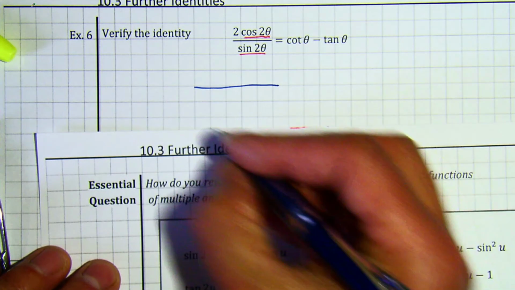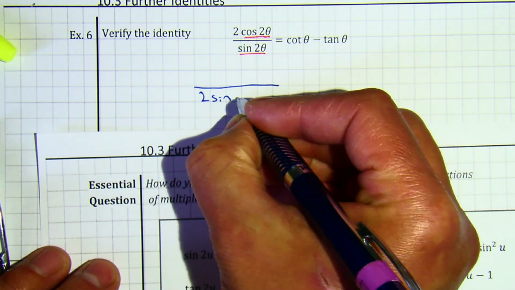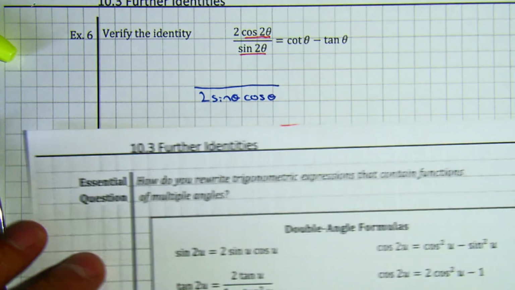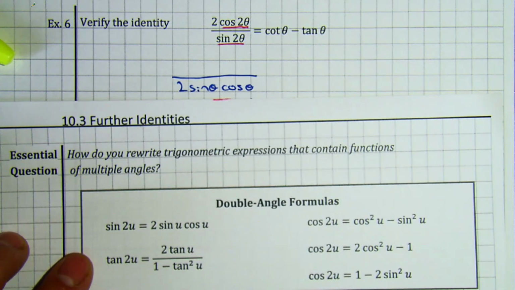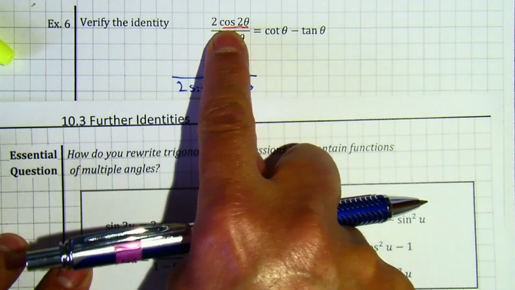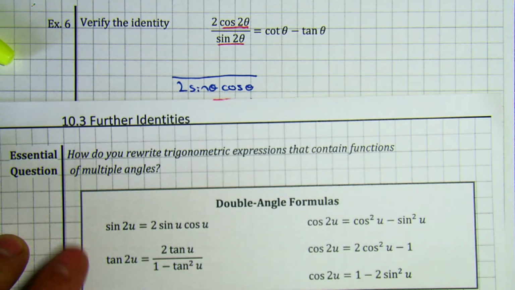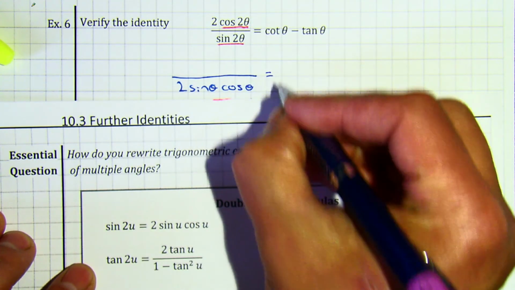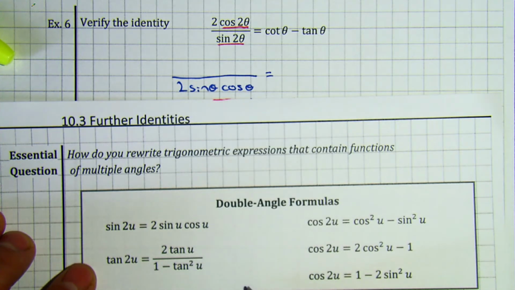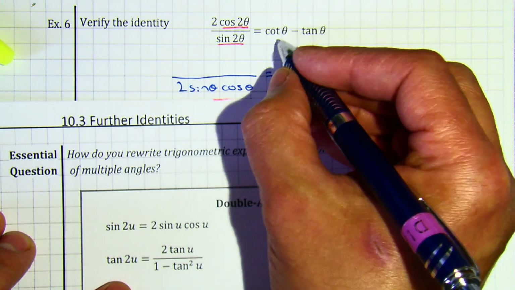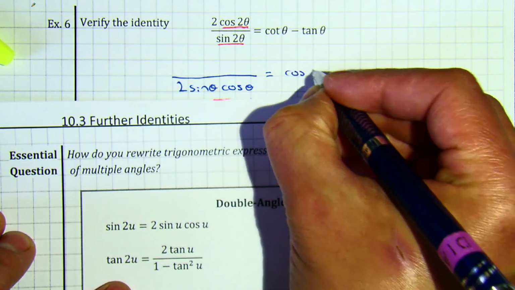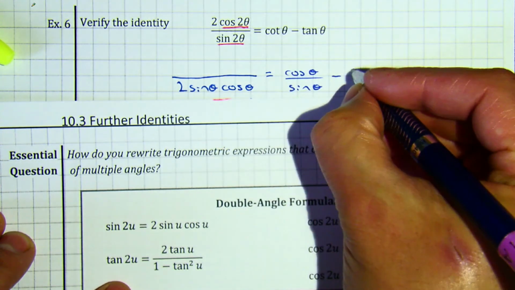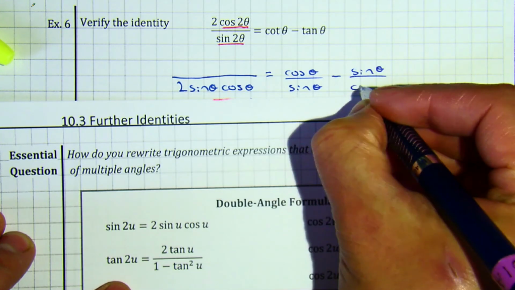So I know I can rewrite this as 2 sine of theta cosine of theta. I just don't know which one to use for cosine of 2 theta. And I don't want to guess, because I can start working on this side first. And probably that will take me to where I need to go. Cotangent, I can rewrite as cosine of theta over sine of theta. Tangent will be sine of theta over cosine of theta.